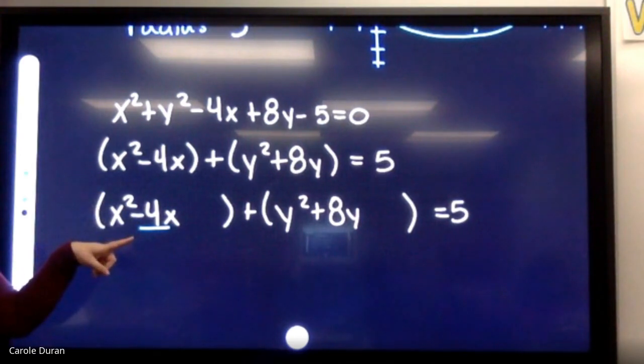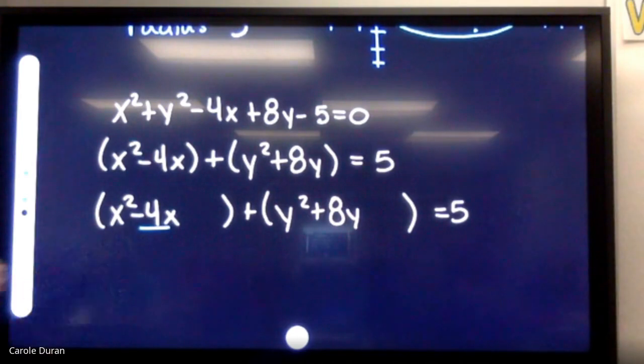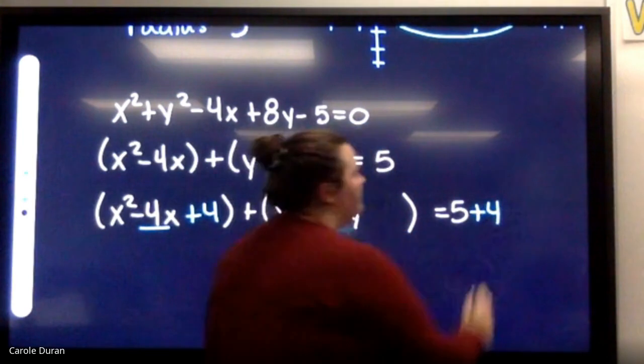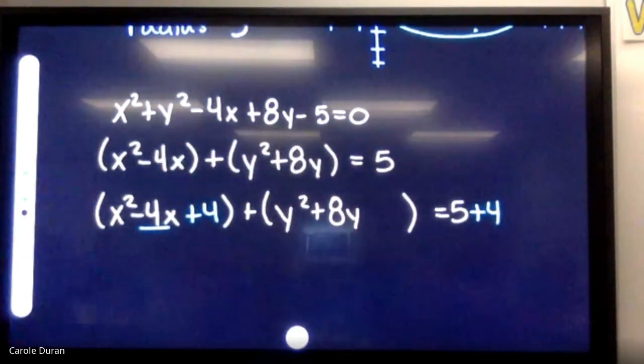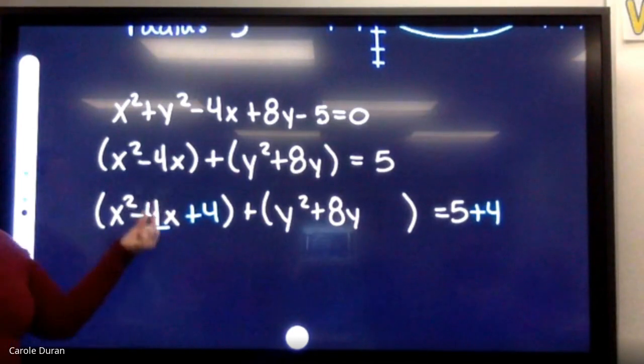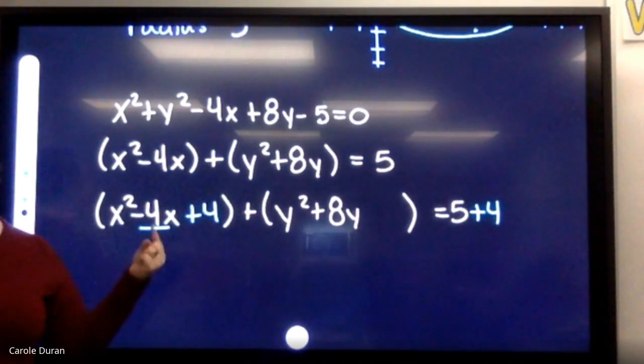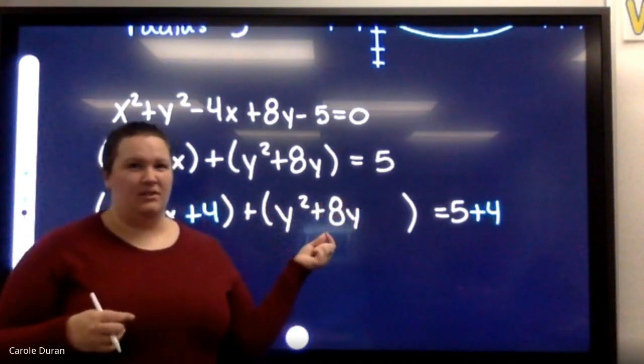So what's half of negative 4? Negative 2 squared. Completing the square. So I put a 4 in that parentheses. We are completing the square twice, so we do half of this term, and then square the answer. We put that number on both sides, and then I do it over here too.